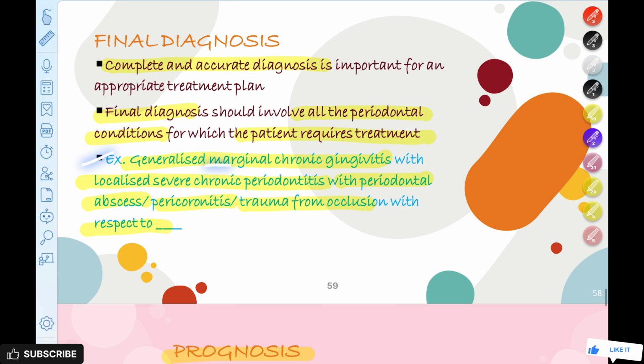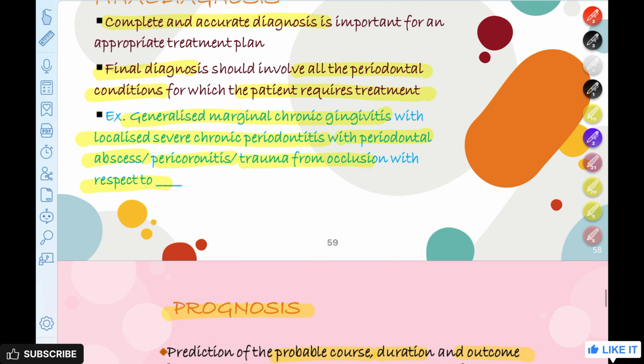Example: generalized marginal chronic gingivitis with localized severe chronic periodontitis with periodontal abscess or pericoronitis. Pericoronitis is seen in partially erupted tooth or third molar. Trauma from occlusion with respect to any teeth.